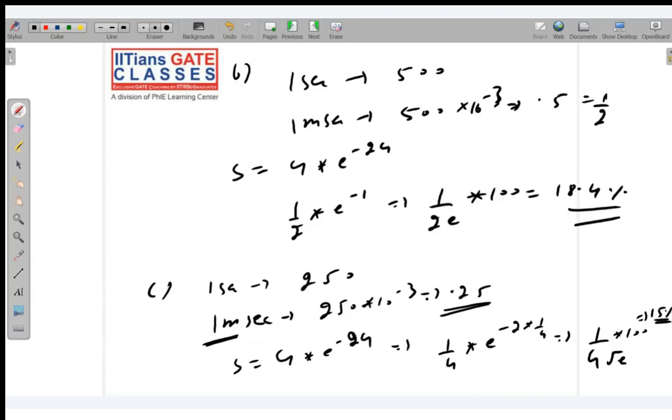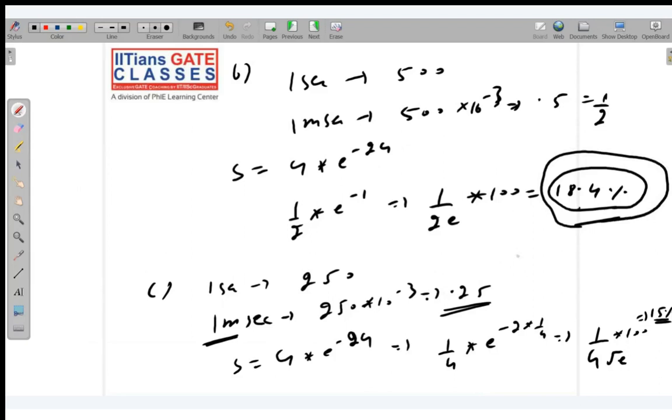Okay, so these are my examples. So maximum throughput is coming when this is 18.4%. You have to remember this figure. This question has been asked in GATE. Take snapshot. I will jump to the next slide. I will explain those things also.